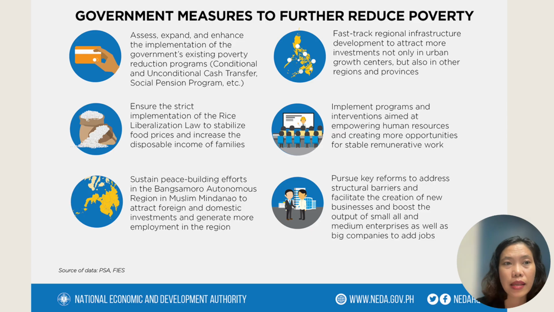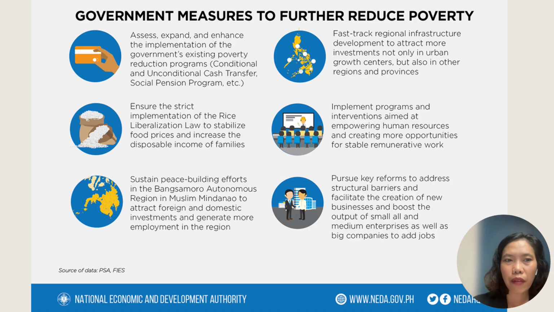So in the Philippines, we have measures to reduce poverty. We assess, expand, and enhance implementation of the government's existing poverty reduction programs like conditional cash transfer, social pension program, etc. We ensure the implementation of the rice liberalization law to stabilize food prices and increase disposable income of families. So we have the program of DTI, especially during peak seasons like in December, where we always have a price cap on every grocery item you can find in the grocery stores or even the market.